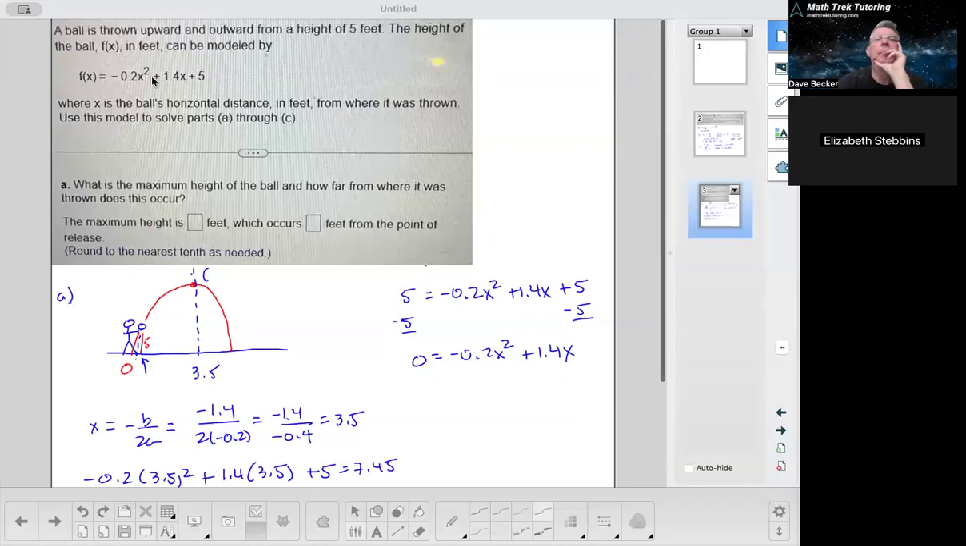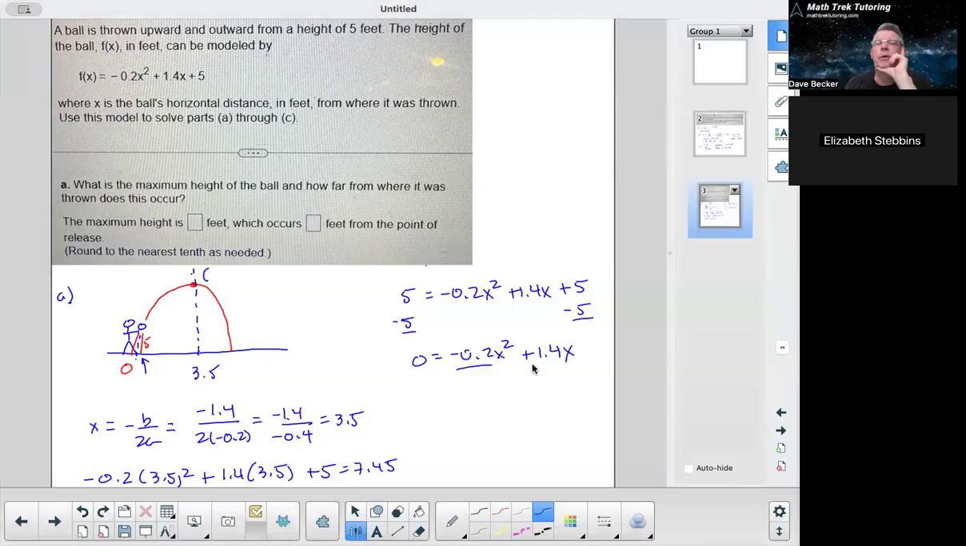It did say it was 5 feet off the ground, right? Yeah. So that would be time equals 0. Oh yeah, it would be 0. It is 3.5 feet, but that's a coincidence. Okay, so I think you did something wrong. Did you put in -0.2 for the A, 1.4 for the B, and then 0 for the C? Okay, because the solutions are 0 and 7.